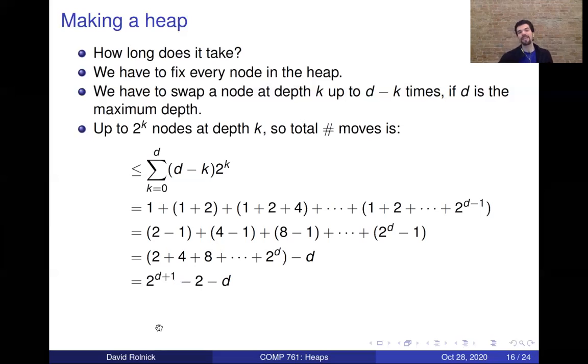And why are we happy about this? Can we relate this back to the size of the heap overall, like n? Yeah, d is log n, or order of log n. So order of 2 to the d, so it's order of n. So it actually just takes linear time to make a heap, which is kind of surprising.